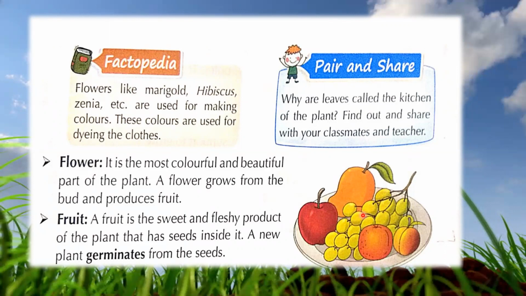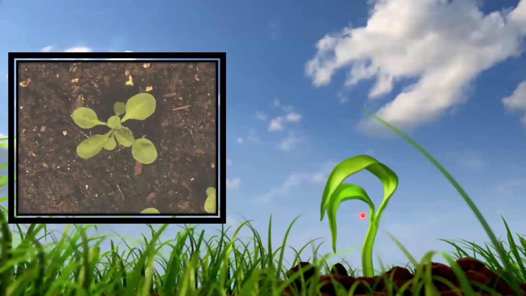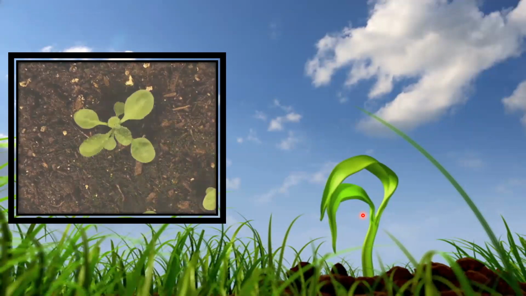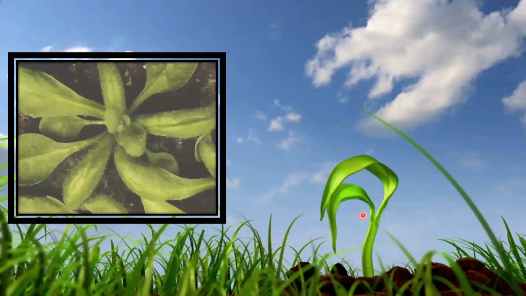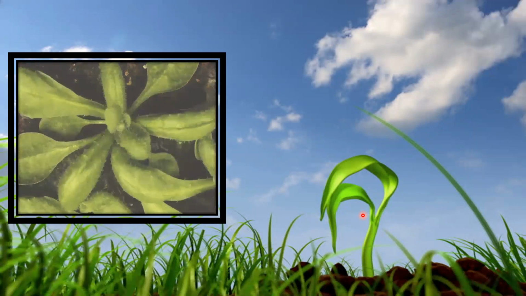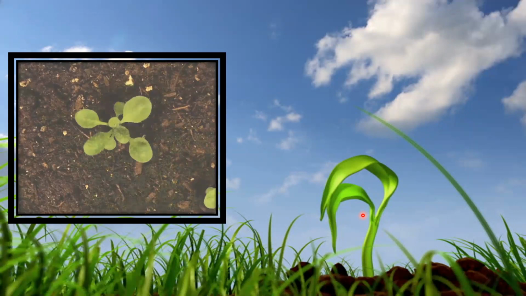When we sow these seeds in the soil, a new plant grows. And this process is called germination. You can see in this picture also, when we sow the seeds in the soil, by getting proper air, water, and sunlight, that seed grows and becomes a new plant.